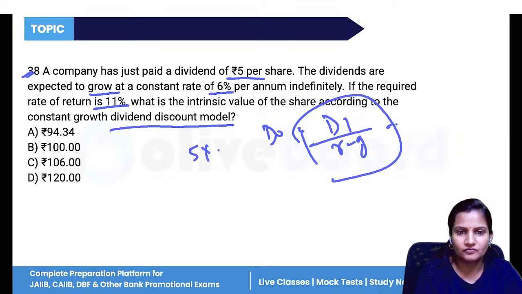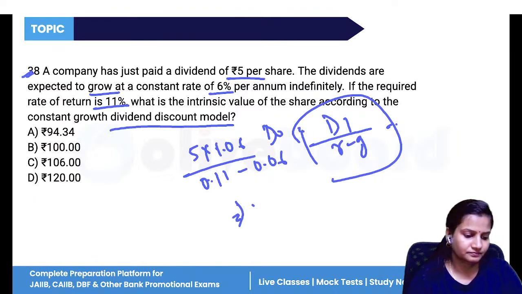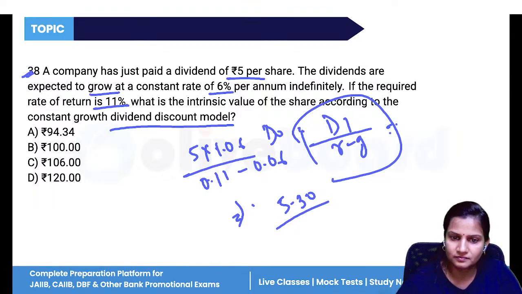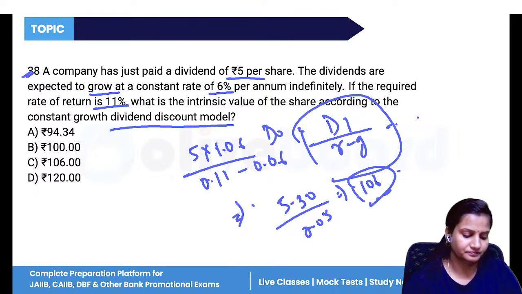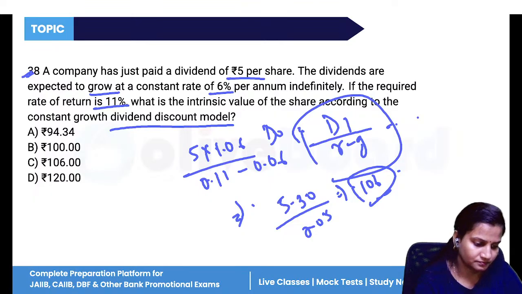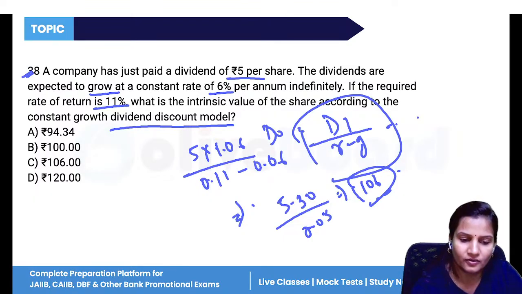So 5 into 1.06. R is 0.11 minus growth 0.06. Now, tell me what is the answer. So 5 into 1.06 is 5.30, upon 0.05. That is 106. Have you got this answer? Okay, so 106 is the answer.